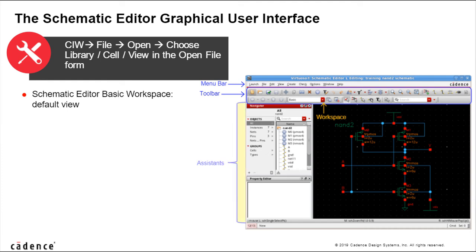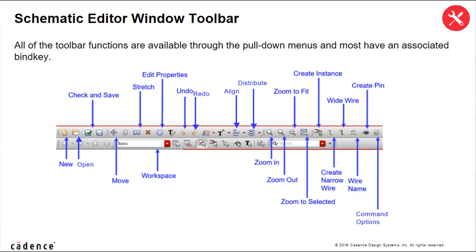Also, you can see the assistants that are docked on the left side. You can of course move these assistants anytime you want, dock them wherever you want, and customize your workspace. And at the bottom you have mouse button prompts that will appear. Use this slide more for a reference later on. Take some time to look at the different toolbar buttons and what they are used for.